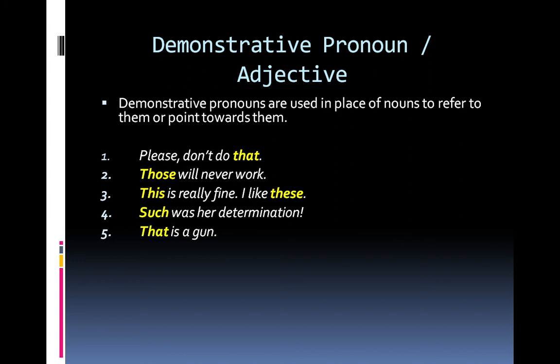That is a gun. That is the subject of this sentence. Is, linking verb, a gun, complement. So, demonstrative pronoun. It's followed by a verb, not a noun. And that's the condition. Whenever these words will be followed by nouns immediately after them, we'll call them demonstrative adjectives.